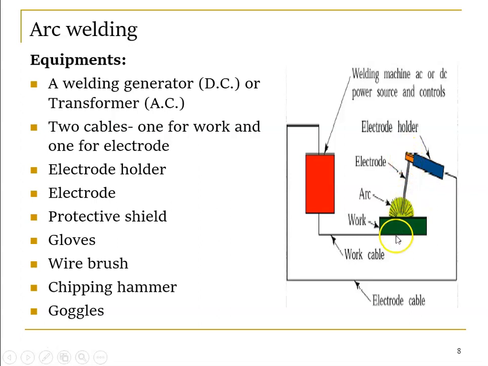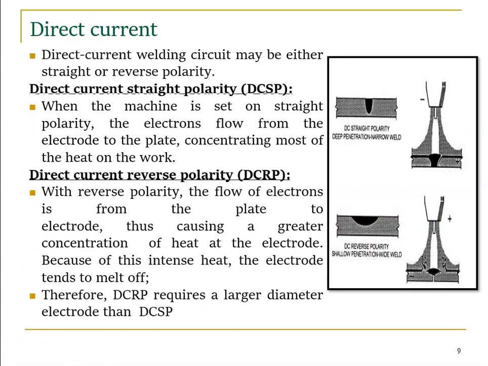If the electrode touches the workpiece and the loop closes, then an arc will be generated. This arc is used to join the two metals. This is what arc welding is. Right, so we have two more types: one is direct current, and another one is alternating current.